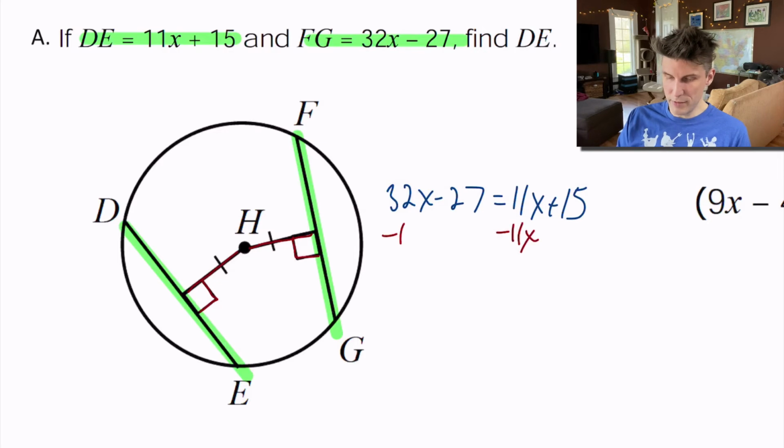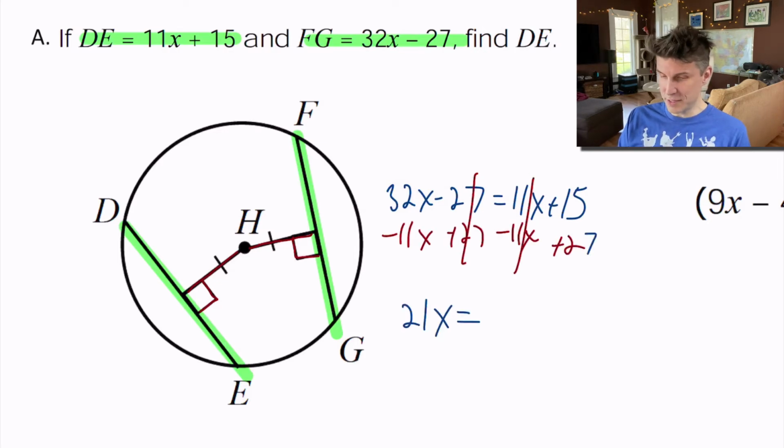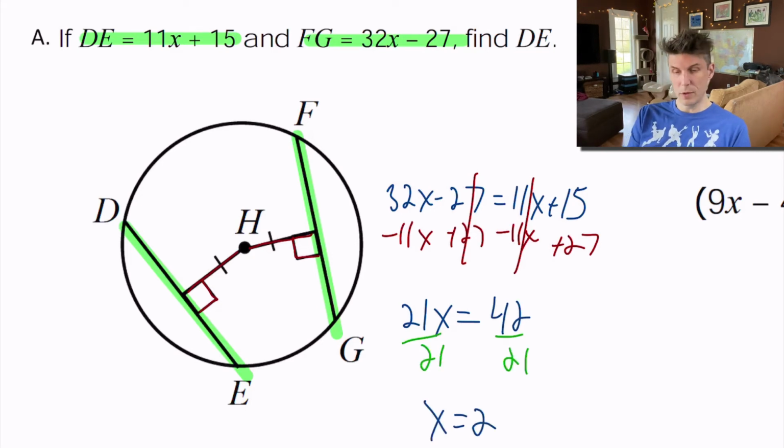Go ahead and subtract 11x from both sides and add 27 on it. That's on its own, and we should have 21x equals, so 27 or maybe 32, 42. And then we got 1. x equals 2. I'm plugging this right in, so just verify.